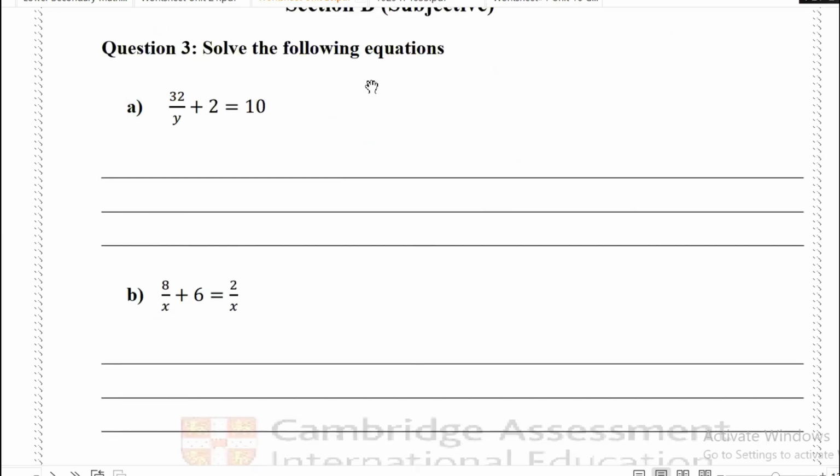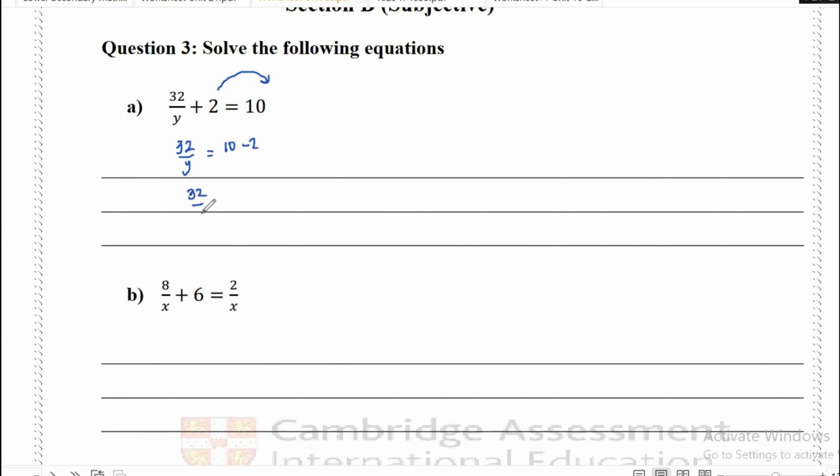We have the next question. Solve the following equation. The first thing is 32 over y plus 2 equals 10. We can take 2 to the other side, or add or subtract on both sides. 32 over y is equal to 10 minus 2.